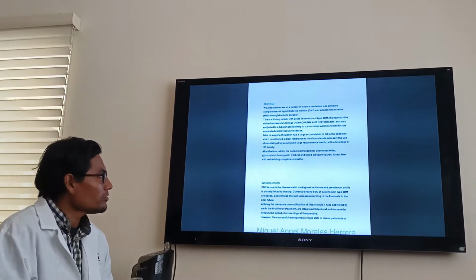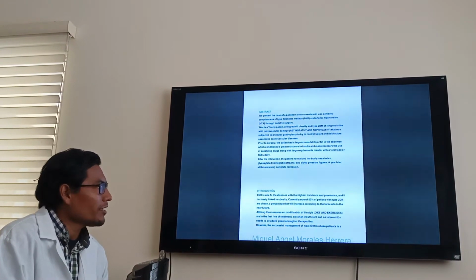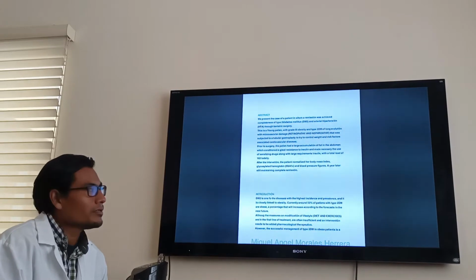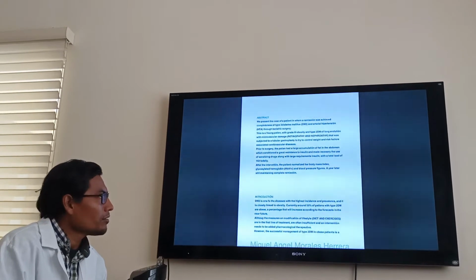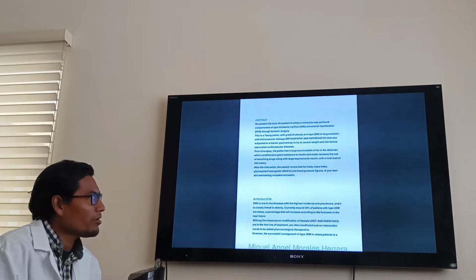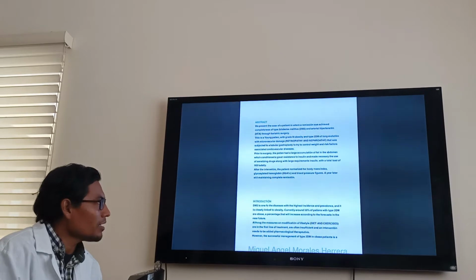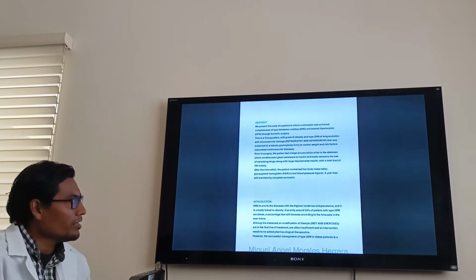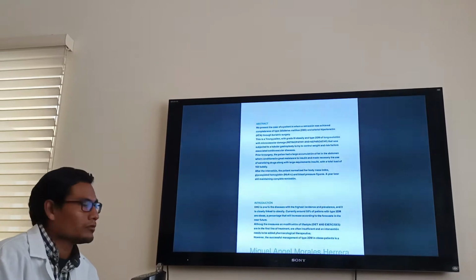About the introduction: diabetes mellitus has a high incidence and prevalence, and is closely related to obesity. Currently, around 50 percent of patients with type 2 diabetes mellitus are obese, a percentage that will increase according to forecasts in the near future.